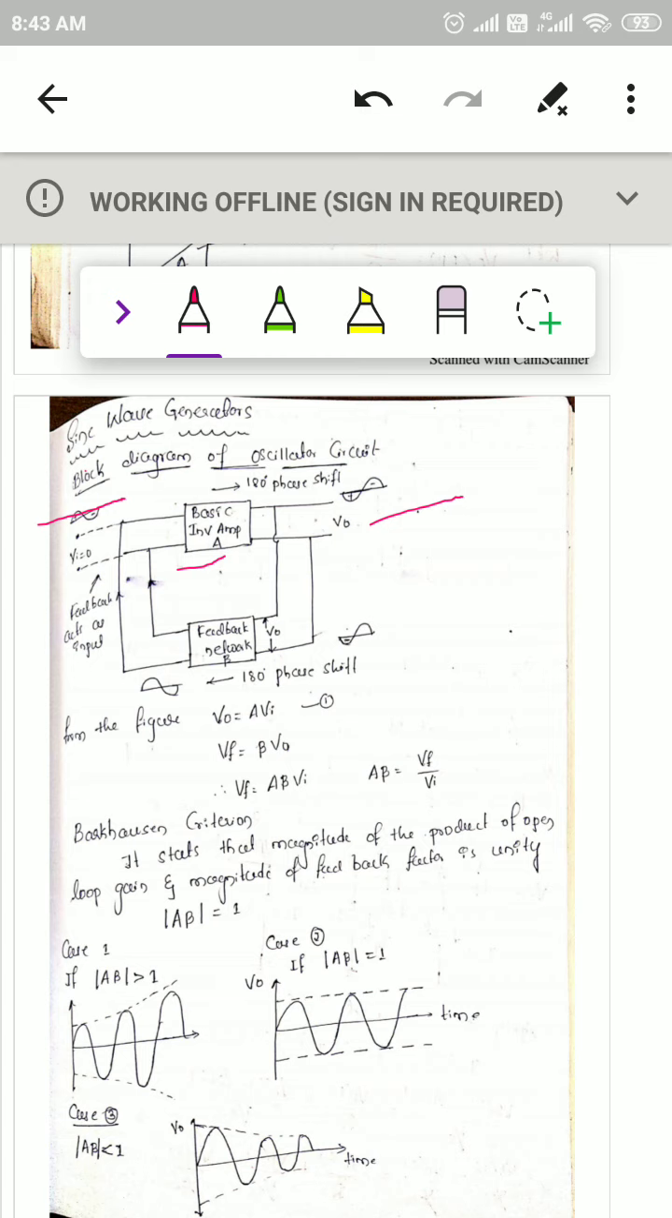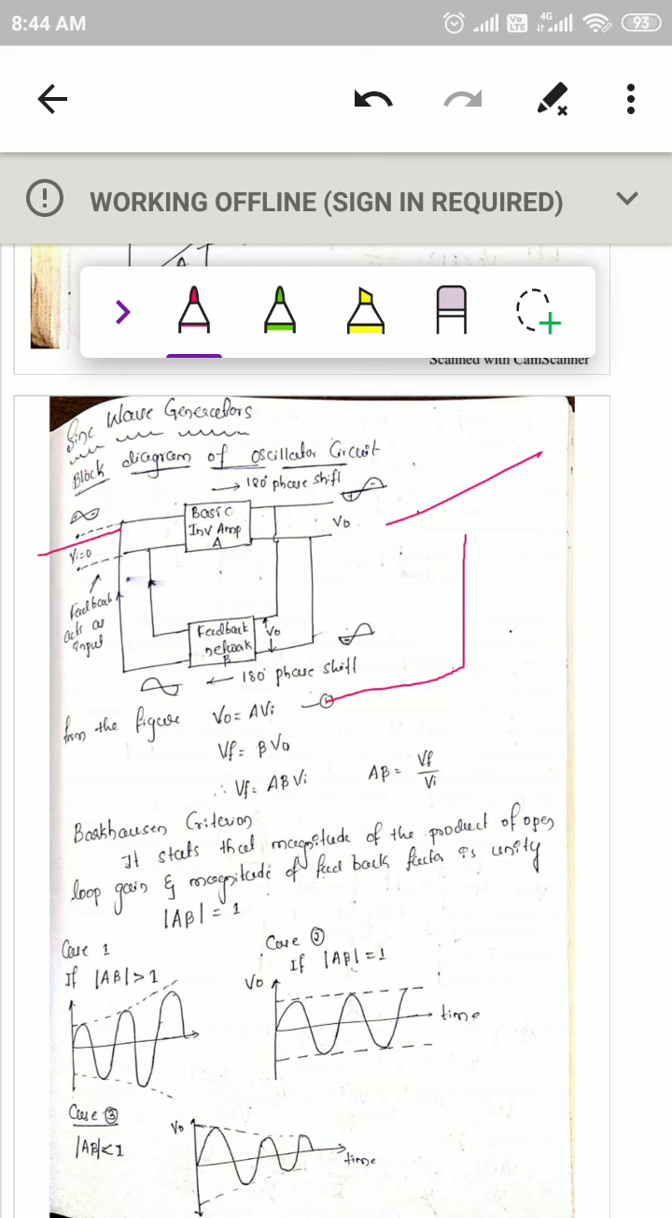The criterion to produce oscillation is the phase shift around the loop. The complete loop phase shift should be 360 degrees. As the op amp is an inverting amplifier, it produces 180 degrees of phase shift. The output of this op amp is given to the RC network, that is, the feedback network, consisting of R and C ladder combinations, where each R and C ladder introduces 60 degrees of phase shift. So 180 degrees of phase shift is produced here.